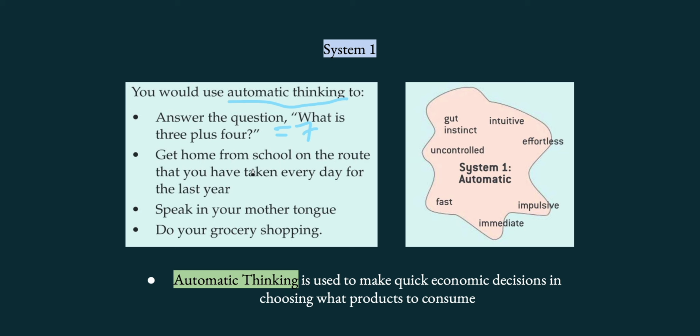Okay, another form of automatic thinking is when you get home from school on the route that you've taken every day for the last year. Sometimes we don't even need to pay attention to directions in our everyday lives if they're being repeated so consistently. Okay, so we have automatic thinking because we're already being taken there. We've already memorized it, and it's basically just part of our everyday life now.